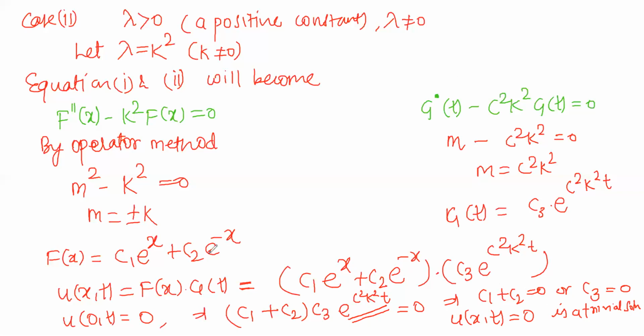Mainly a few people even take this to be cosh and sinh, which is perfectly correct because there are various methods. So this case is also discarded. That means our lambda cannot be positive either. In this case also we got a trivial solution, but we need a non-trivial solution. That will be given only when lambda is negative.